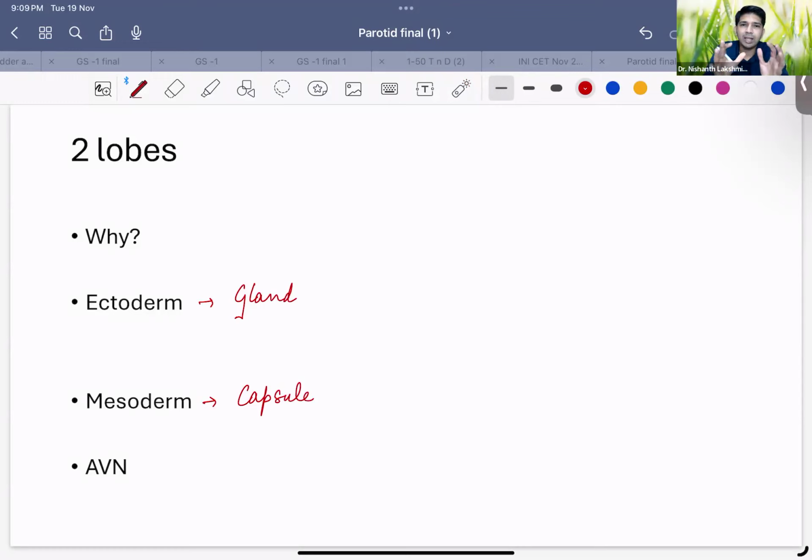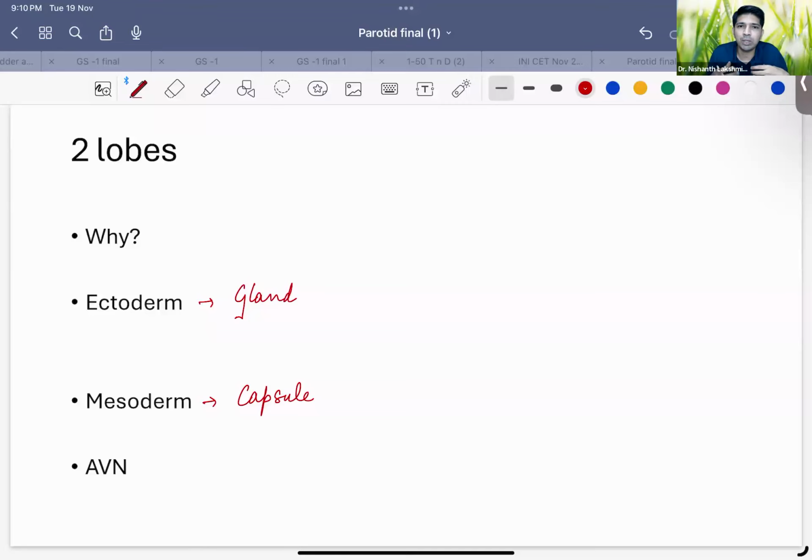So normally the gland comes and then you're going to have the mesoderm or the mesenchyme which covers it, and you're going to find an encapsulated gland. But what happens in parotid is that encapsulation happens at a very late stage. So when it is not encapsulated, that is when all the structures such as your artery, vein, and nerve run through the gland, and the encapsulation happens after that. That is something which is peculiar to the parotid.